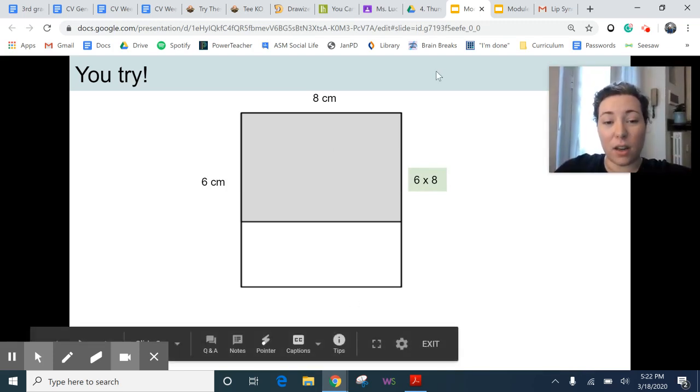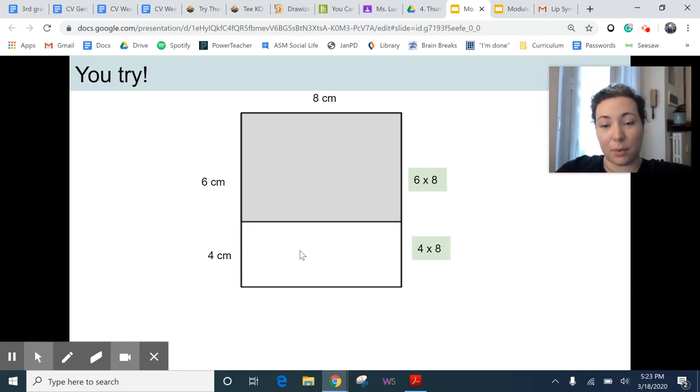Then we need to know the dimension of this white part of the rectangle. It is 4 centimeters. So again, pause the video and figure out the area of this part of the rectangle. All right, so you have 4 times 8. 4 times 8 would be 32.